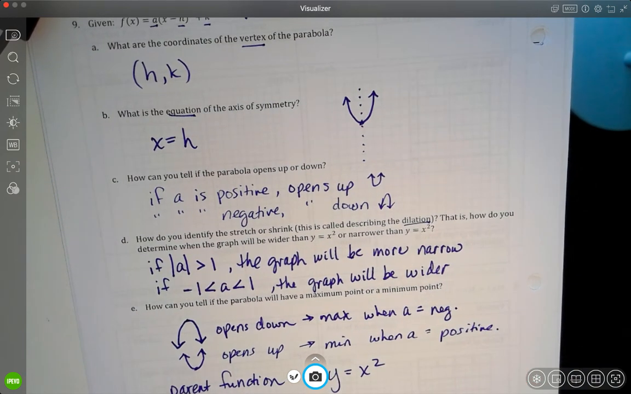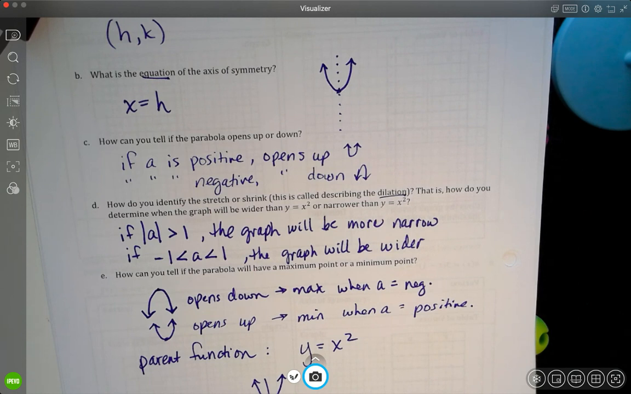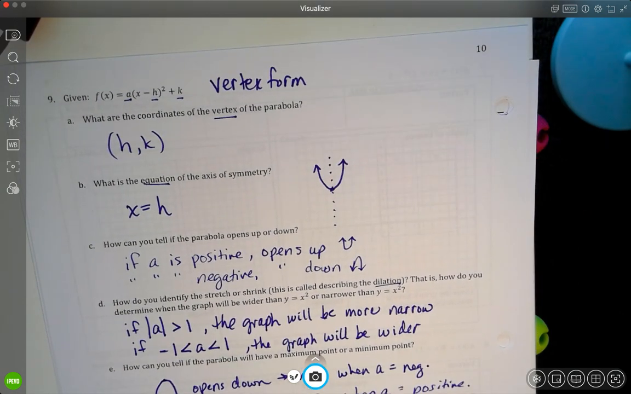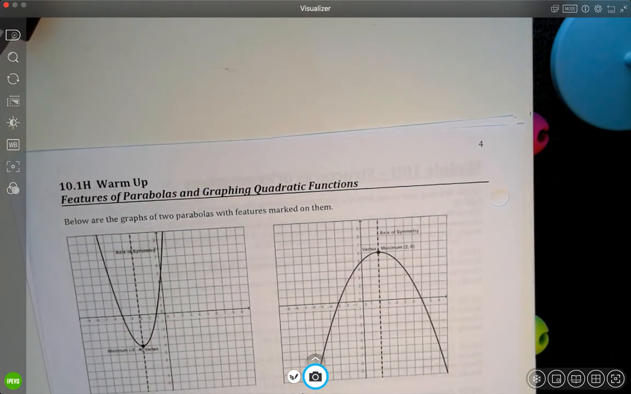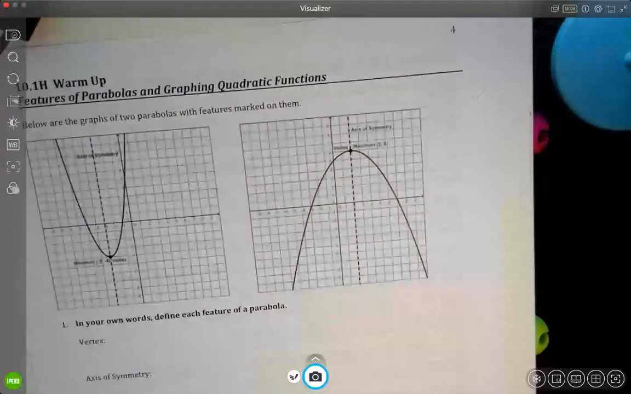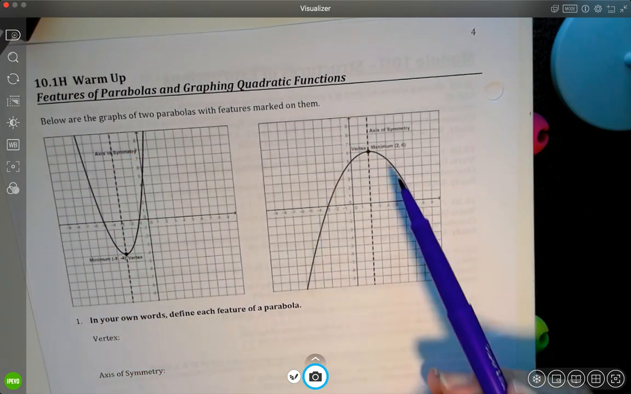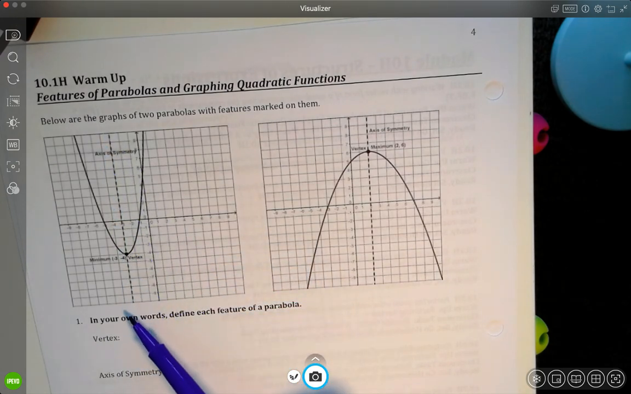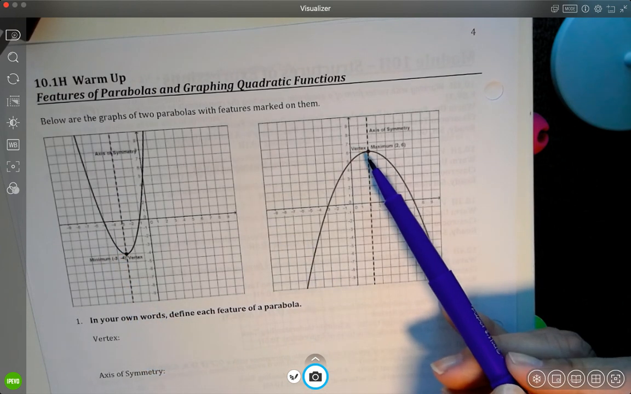Okay, so I would just write down those notes, and then we're going to just keep using the information that we get from vertex form to do some graphs. All right, so let's go back to the warm-up. Here you have two graphs of parabolas. One opens up, one opens down. You can see they sort of sketched in here the axis of symmetry. You have a minimum here at the vertex. You have a maximum here at the vertex.